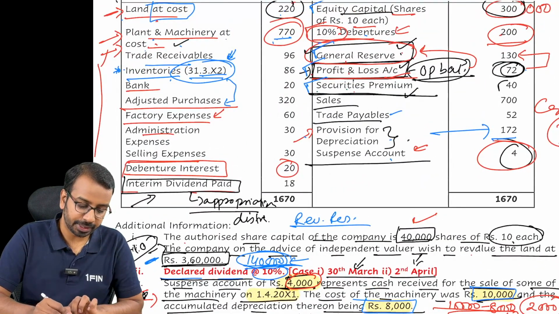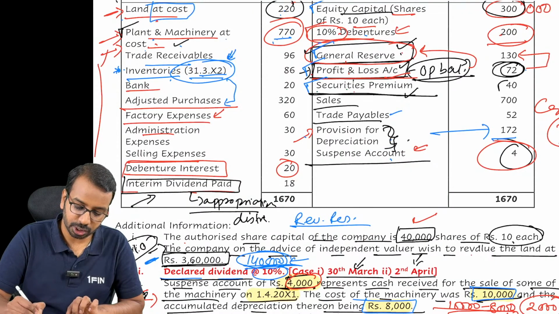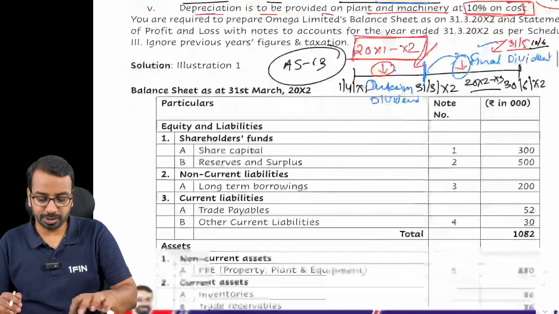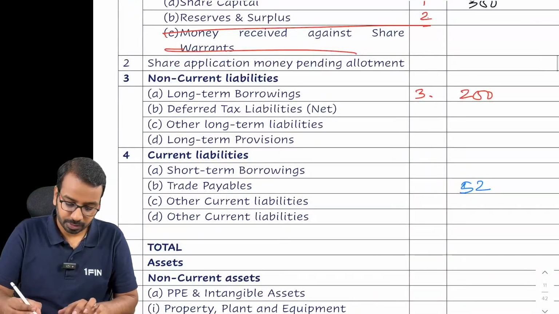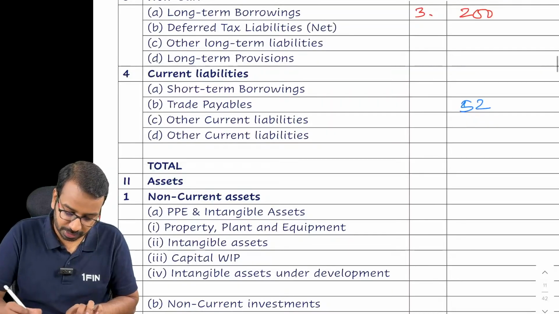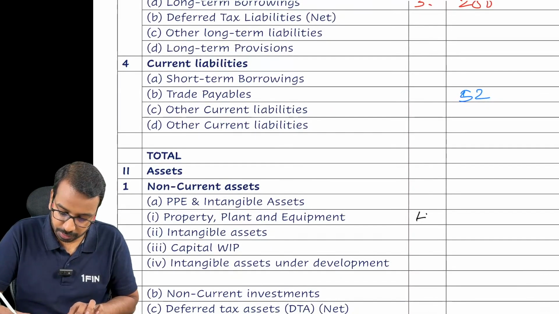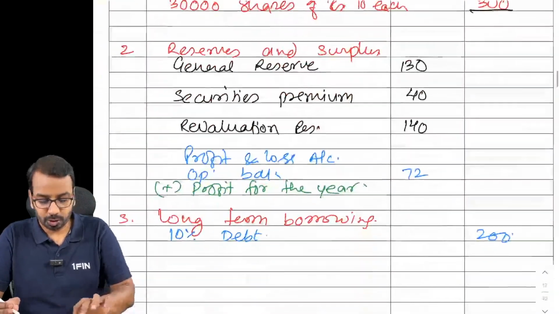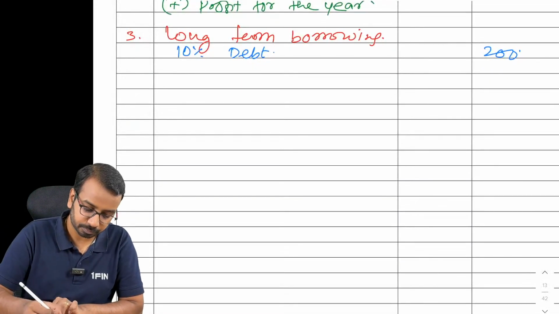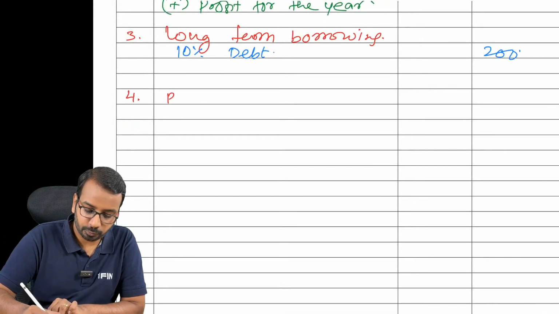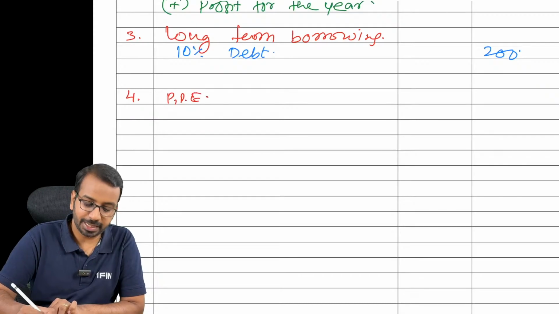All right. So we have completed the adjustment related to plant and machinery and the related depreciation and also the suspense account. So let us prepare a note for this now. Note number 3, PPE and intangible asset, property, plant and equipment. Note number 4. So in note number 4, we have property, plant and equipment.